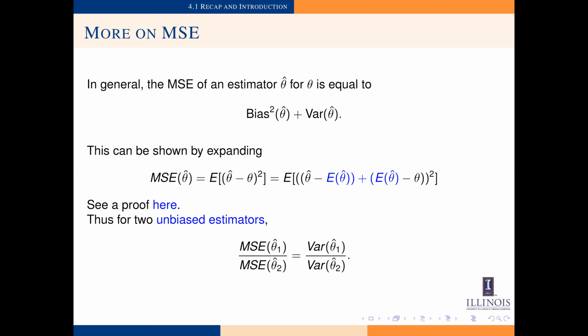Since the MSE is equal to bias squared plus the variance of the estimator, if we have unbiased estimators, then the first term, bias squared, will be equal to 0. For example, our simple Monte Carlo estimator theta hat is unbiased, so its MSE is simply equal to the variance of theta hat. Thus, for two unbiased estimators, comparing their relative efficiency, that is the ratio between the MSEs, amounts to comparing their variances.